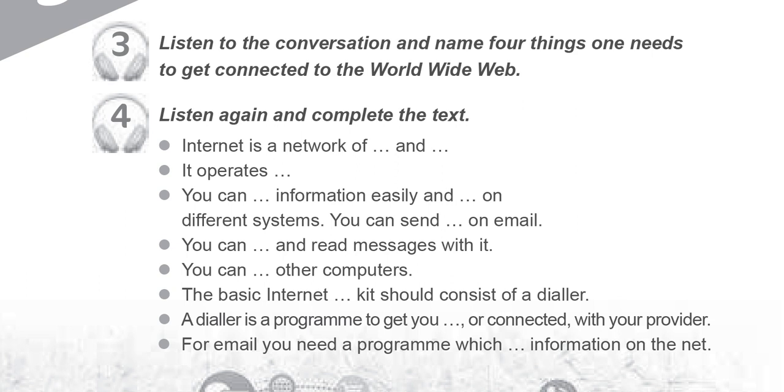The basic internet software kit should consist of a dialer. A dialer? What's that? It is a program to get you logged in or connected with your provider. I see. And then I suppose I need email? Yes, email is absolutely essential, and you probably also need Gopher. What is that? It is a program which searches out information on the net. You can get Gopher or one of the other programs for searching. Then there's FTP. You can download software from other computers with FTP.